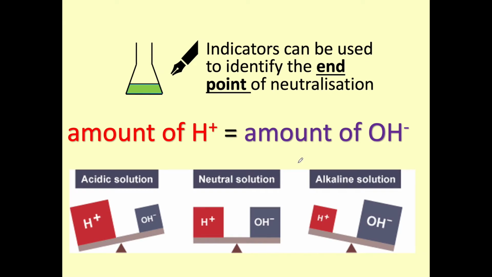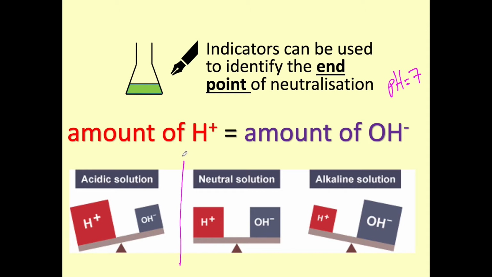So as we saw at the start, I tried to show this idea of neutralisation using colours. So the colours there were representing the universal indicator. Now, indicators can be used to identify our end point of neutralisation, so the point at which pH is equal to 7. And we know that at that point of neutralisation, we must have the same amount of H+ ions as the amount of OH- ions in order for that pH to be 7.